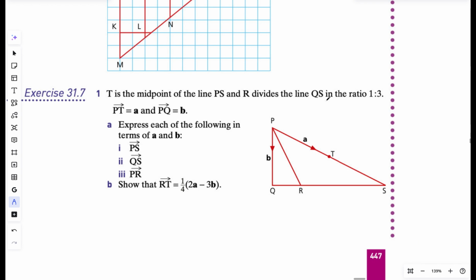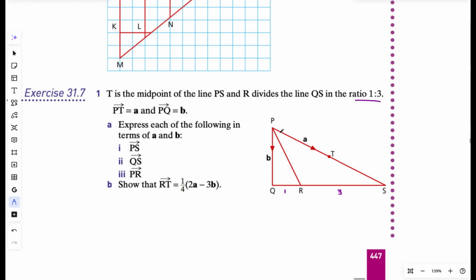It divides the line in the ratio of 1 to 3. So if here is 1, here is 3 times. So the whole length QS is 4. Consider 4 as the sum of the ratio. So if I want QR out of QS, it will be 1 over 4.